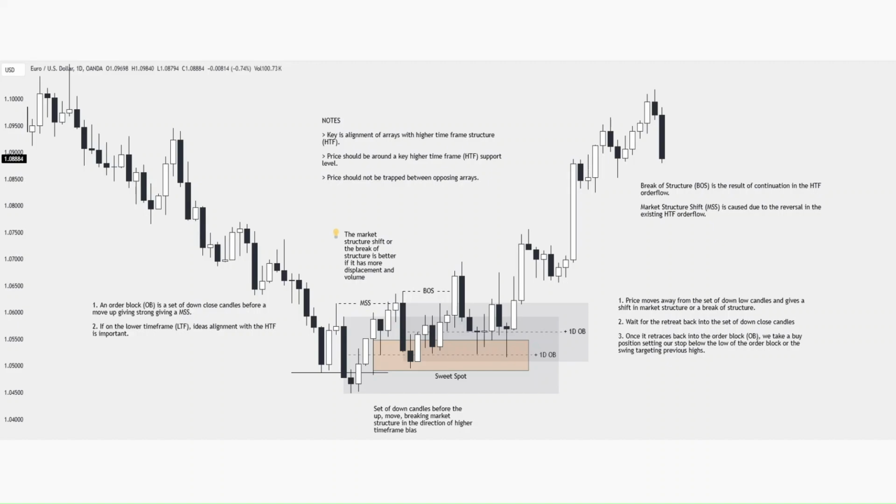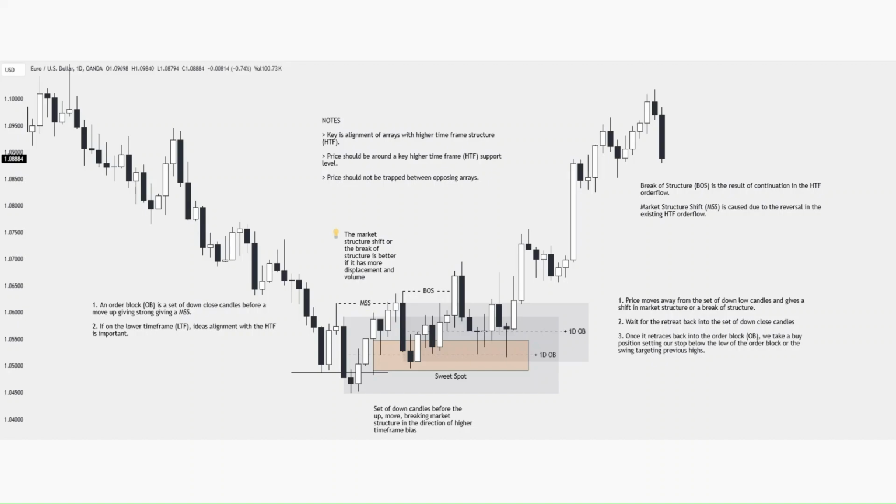As soon as we close above these highs, price retraces back into the down close candles, and once it retraces back into our order block, we can take a buy position somewhere here, set our stops below these lows, and we can get into swing longs and target previous highs or whatever your target is.